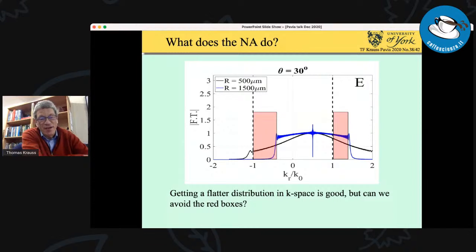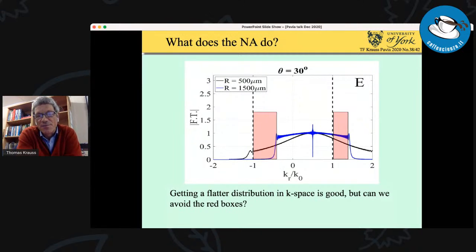Now, let's come back to this question with these red boxes. Can I avoid these red boxes? Can I make sure that this metalens has always got real K components? And the answer is yes and no. So the red box on the left, where I lose my K components, that I can fix. The red box on the right, where some of the K components become imaginary, that I cannot fix. But at least I can fix something.